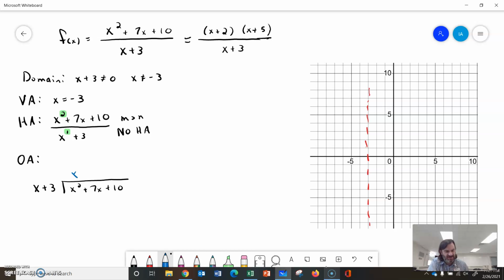So x into x squared goes x times, multiply back, x squared plus 3x, and we'll subtract off. And that will give me 4x plus 10 to divide into. X into 4x goes 4 times, so plus 4. And multiply that back, we'll have 4x plus 12. Subtract off, we'll have -2, but the thing that we're interested in is the x plus 4. So the oblique asymptote will be y equals x plus 4.